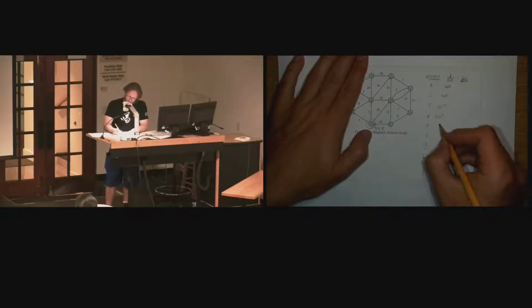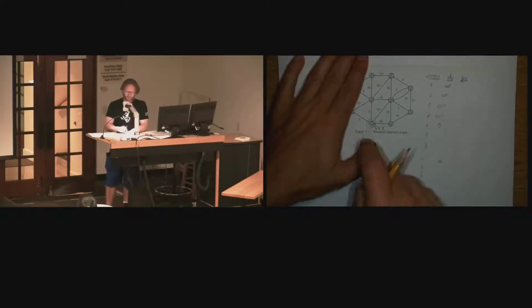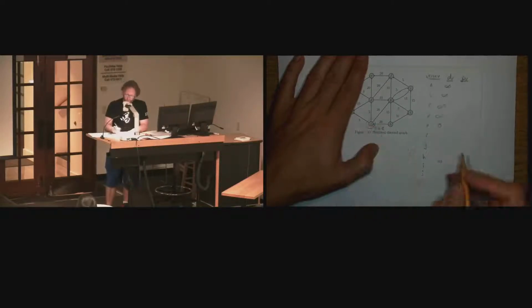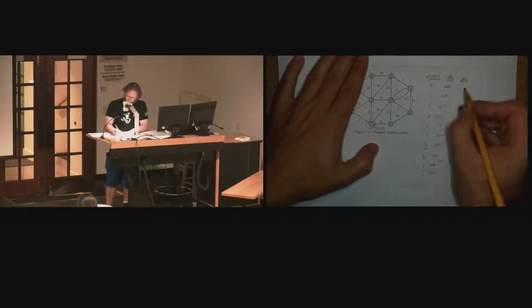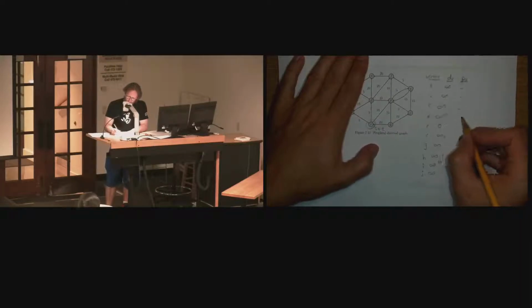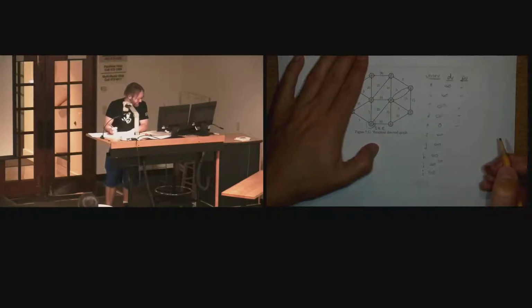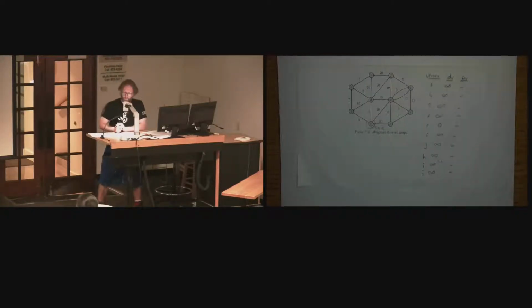And I can get to E at a distance of 0, because if you start at E, well, just stay there, right? It's a distance 0. And these are all going to be infinity, infinity, infinity, right? And then the predecessor vertex is going to be initialized to nothing, right? Nil, nothing, none, whatever you want, whatever placeholder value you've got.